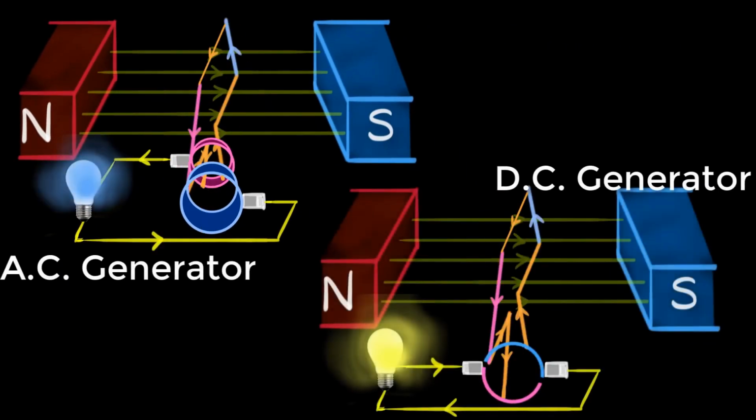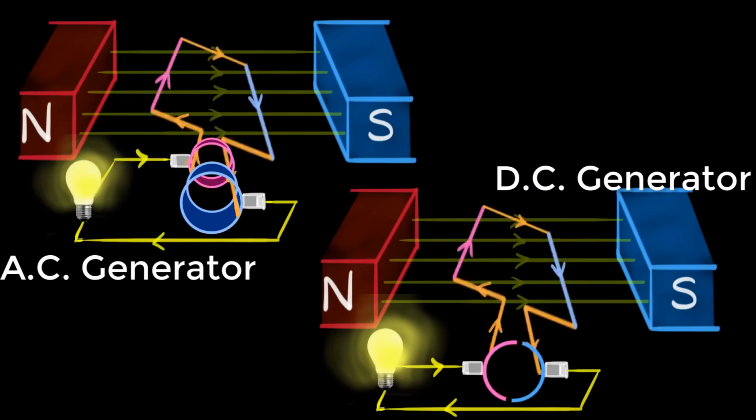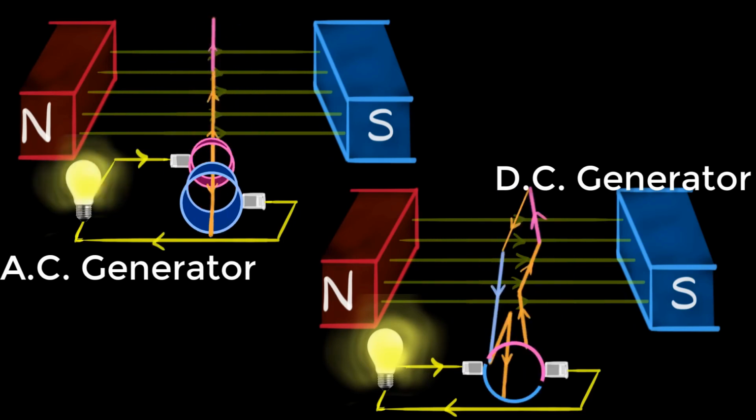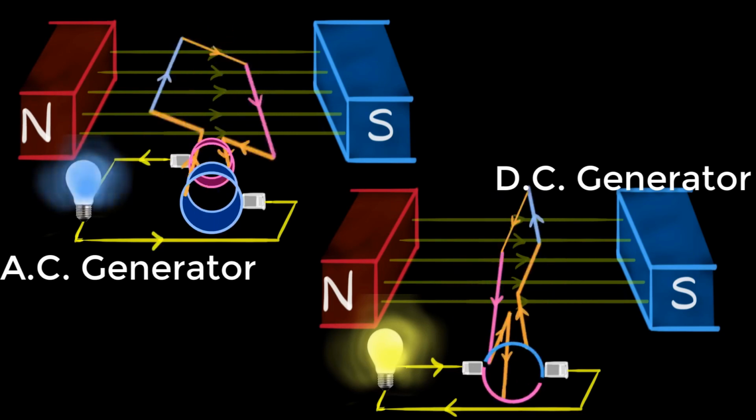On the other hand, if we use split rings, then it acts like a commutator. It keeps changing the contacts for every half a rotation and makes sure that the current does not change the direction in the external circuit. We call this a DC generator. And so this is how we can generate electricity just by rotating a coil in between a couple of magnets.